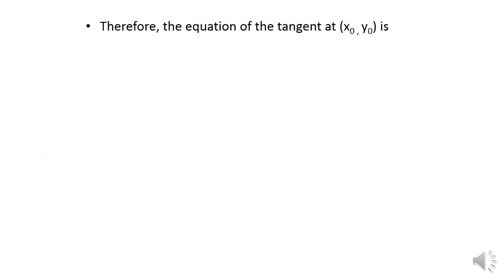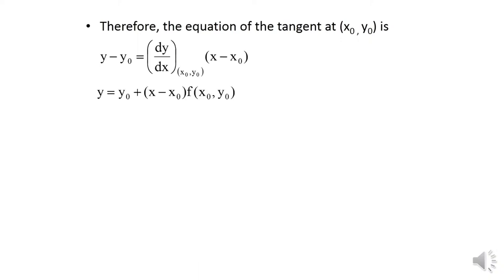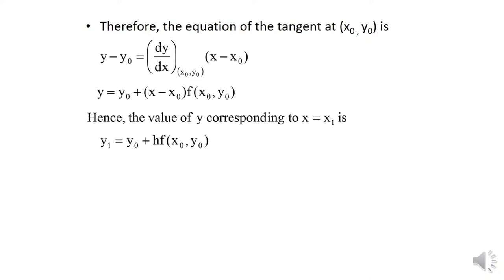Now we take the equation of the tangent at x0, y0, which is y minus y0 is equal to dy upon dx at x0, y0, times x minus x0. So from here we can write down the value of y, and at x is equal to x1, the value of y1 is equal to y0 plus x minus x0, which is h, because now x is x1, so x1 minus x0 is equal to h, times f(x0, y0).